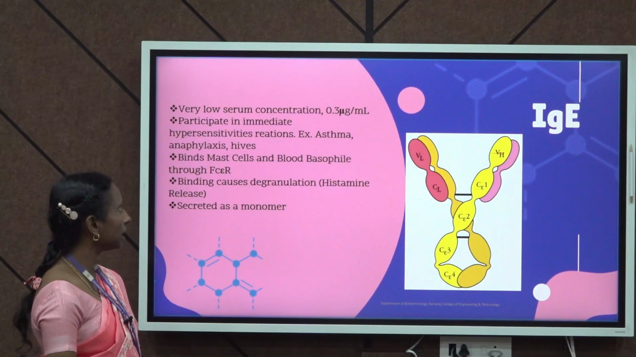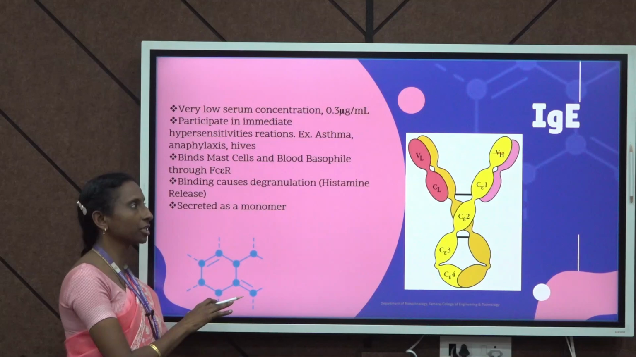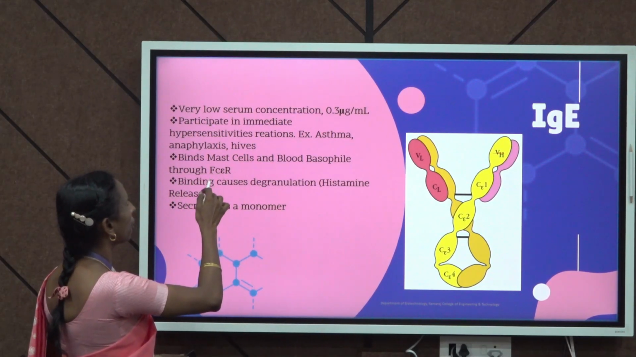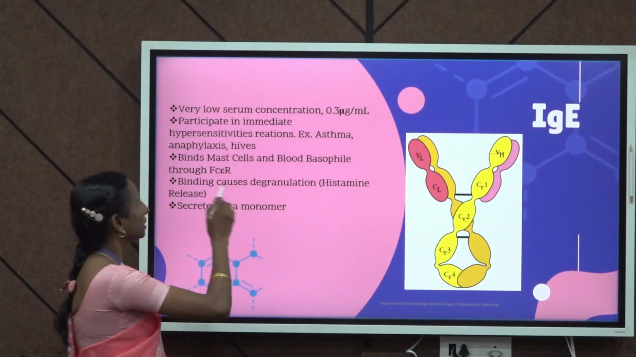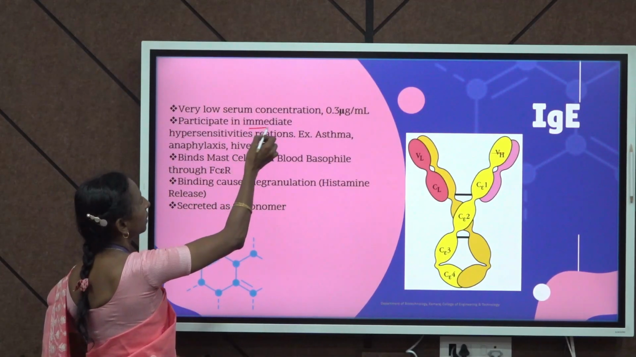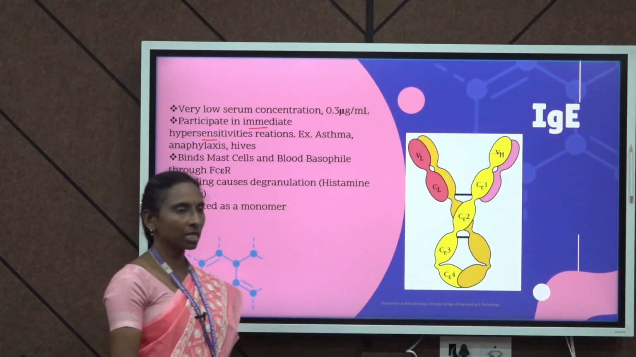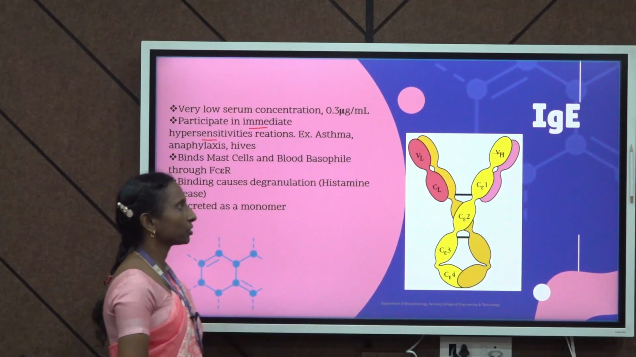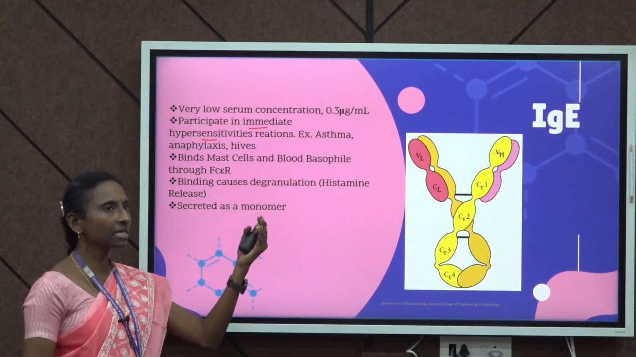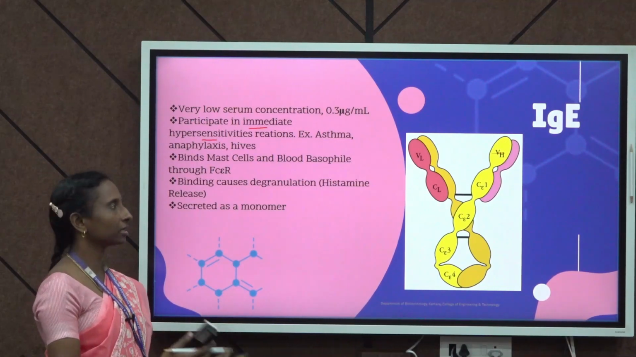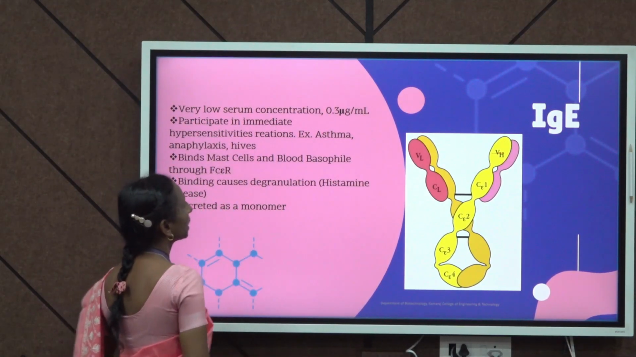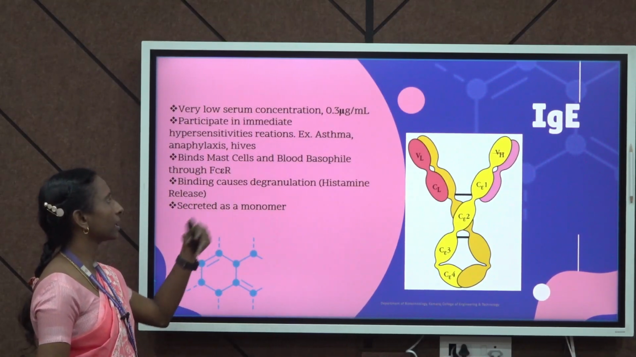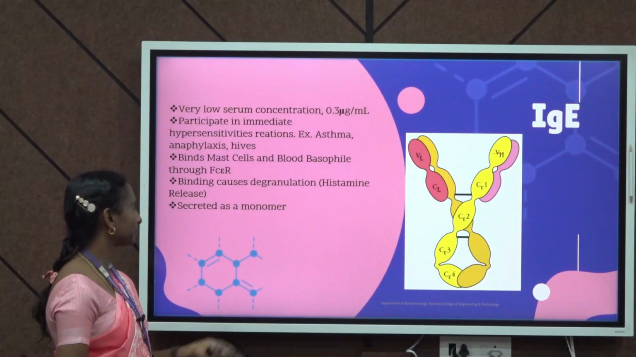Then coming to IgE, which is the lowest in concentration. Whenever there is an infection or any kind of particulate matter coming into the body, these are the ones released in response to the immune reaction, under hypersensitivity reactions, for example, asthma. So, if there is an increase in IgE level, you can correlate it with some kind of immune reaction happening in the body. These bind to mast cells and basophils through Fc receptors.